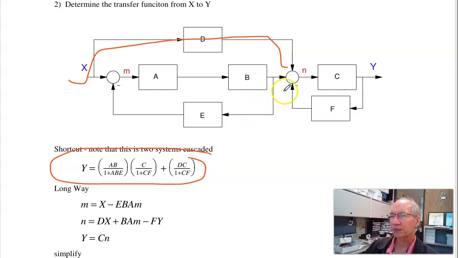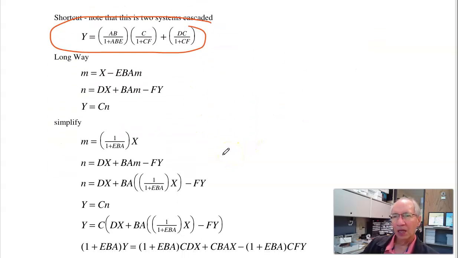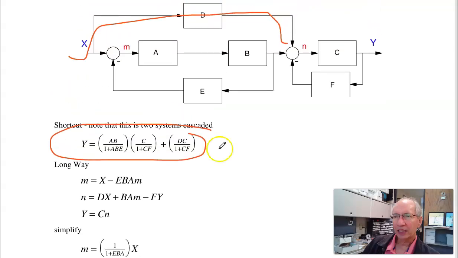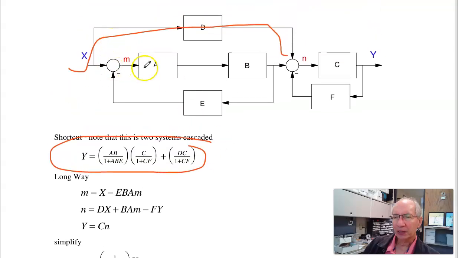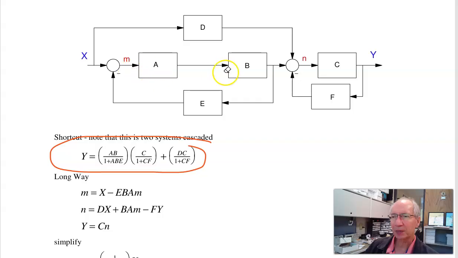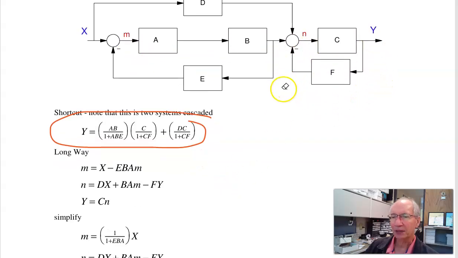Noting that there's actually two systems cascaded, treat that as two separate problems. The long way is take each summing junction, call that a variable. So we get M is x minus EBAM. N is D times x plus B times A times M minus F times Y. And y is C times N.